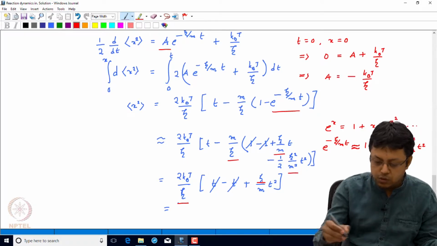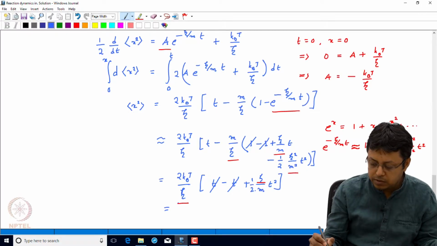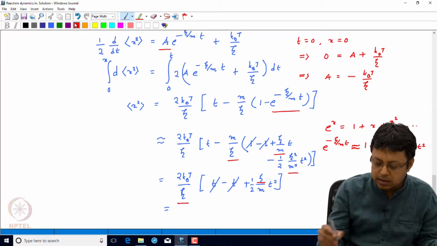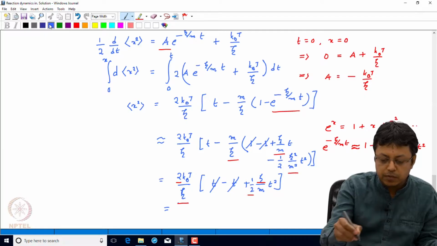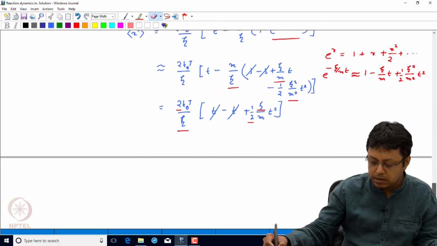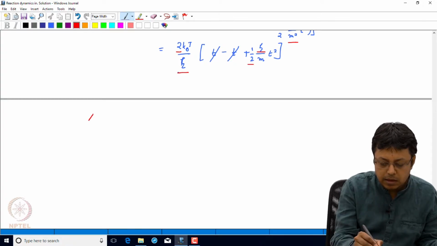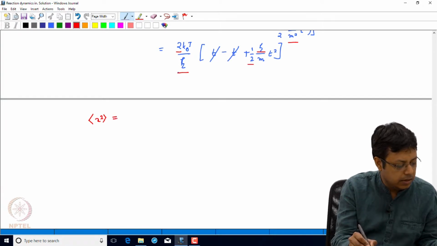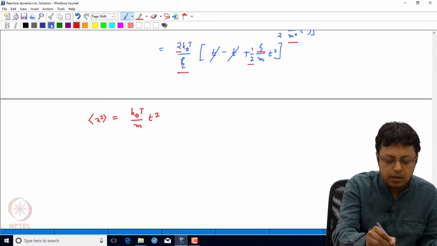Also there was a 2 factor, I forgot to include that. So there was a half factor, and then this 2 gets cancelled with this. So ultimately we will get an expression for the mean square displacement as this. Let us write it in the next page. So what we will get is x square average is kBT by m into t square.